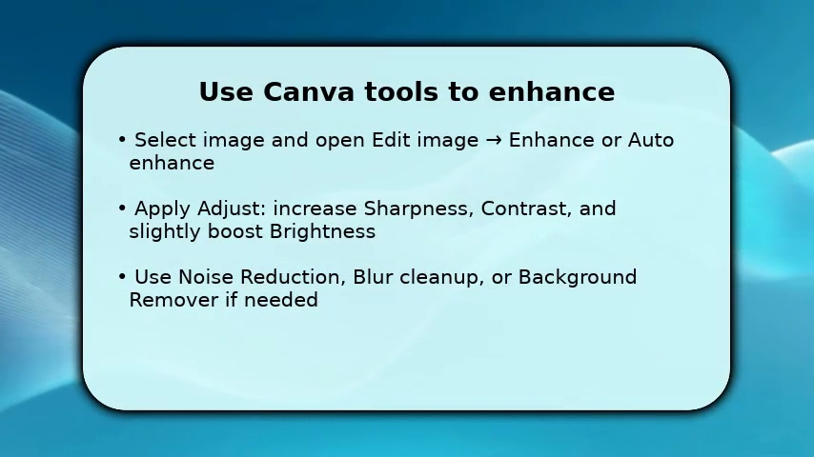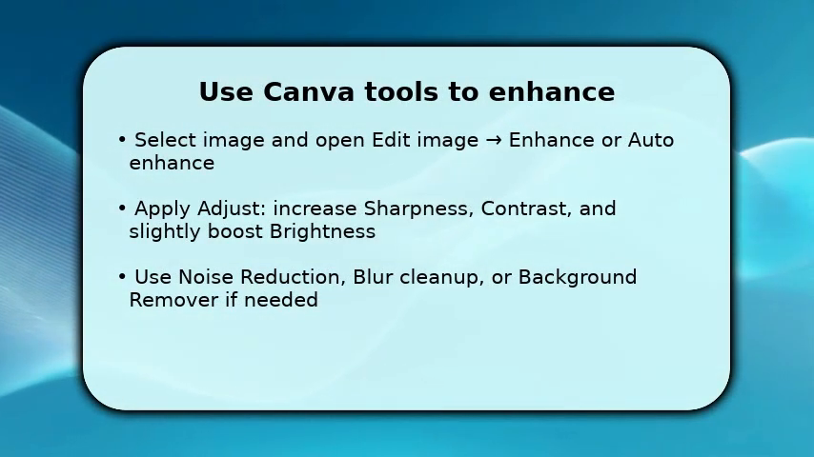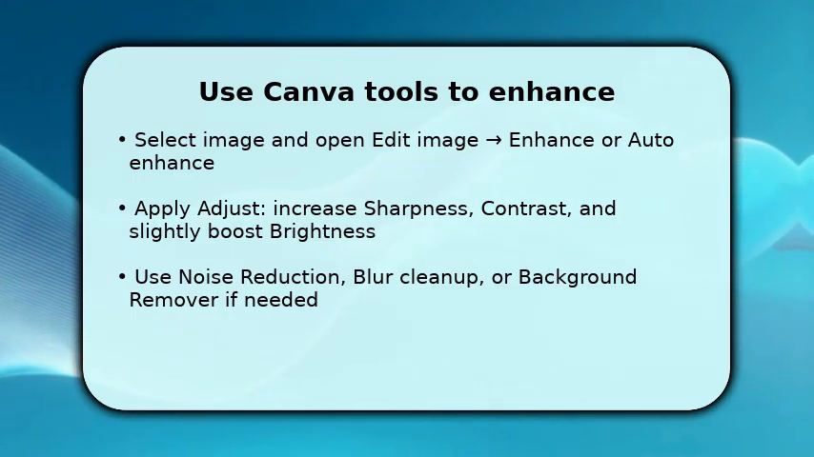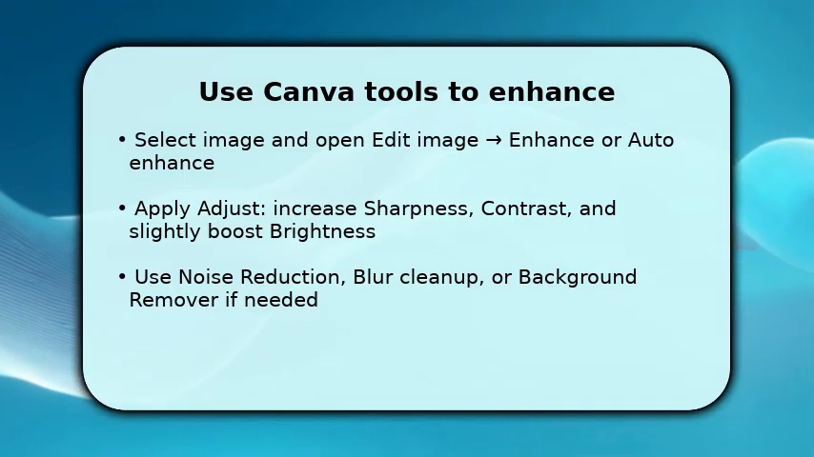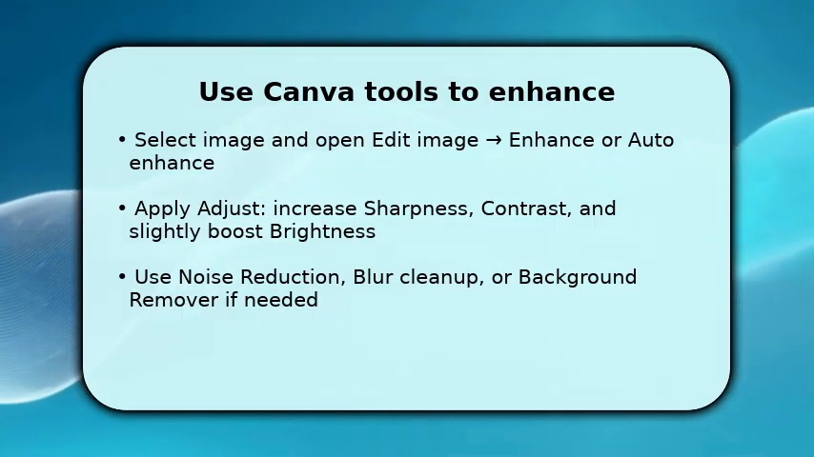Now you refine detail with Canva's built-in edits. Select the photo, click Edit Image, and try Enhance or Auto Enhance to let Canva analyze color and sharpness. Then manually tweak Adjust controls, raise sharpness in small steps, increase contrast to add punch, and fine-tune brightness so highlights don't clip. If grain appears, apply noise reduction sparingly.